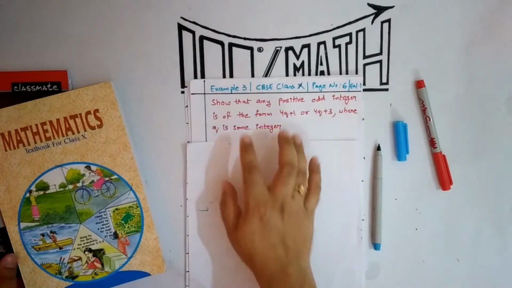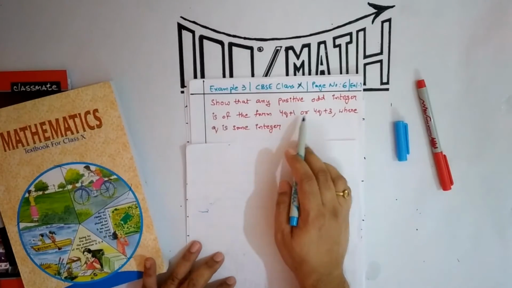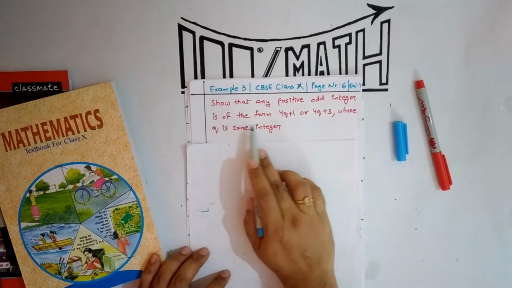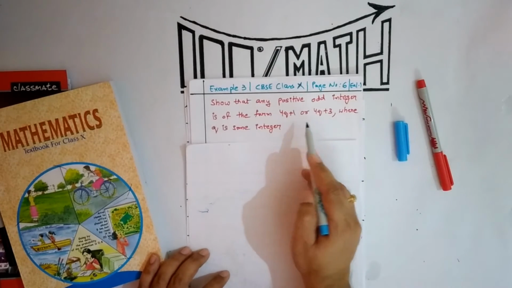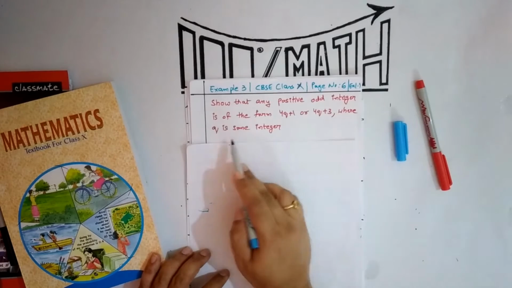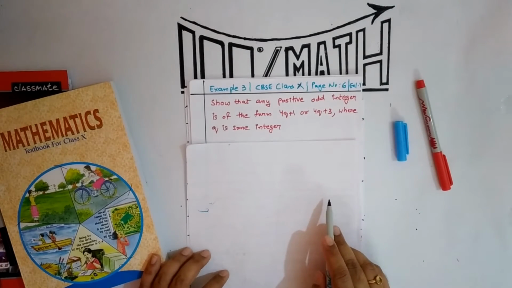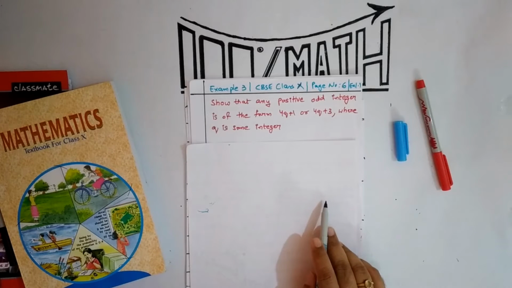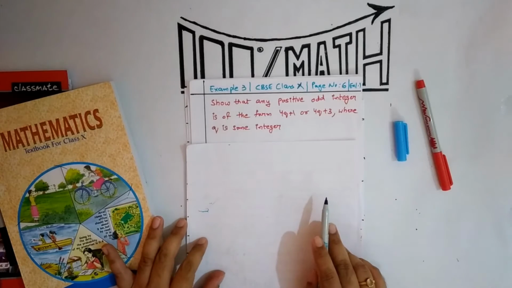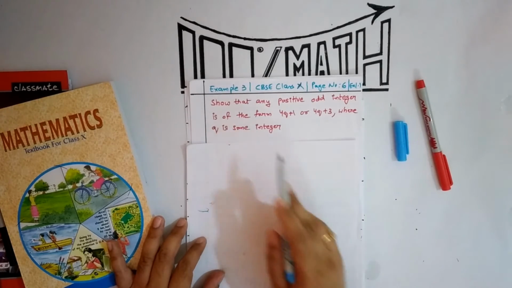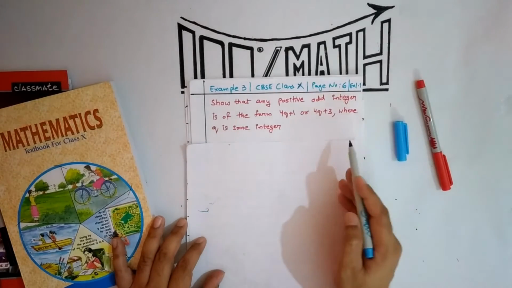So the numerical is, show that any positive odd integer is of the form 4q plus 1 or 4q plus 3, where q is some integer. Usually these types of numericals come under the category of Euclid's division lemma. Sometimes the question will also be framed like, using Euclid's division lemma prove some statement.